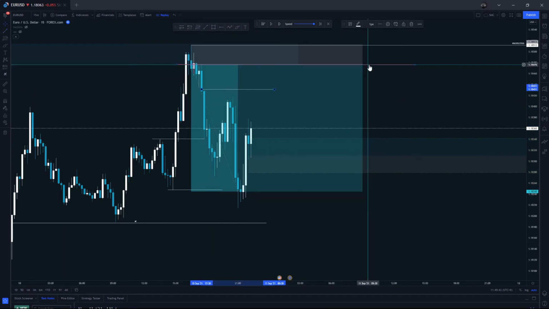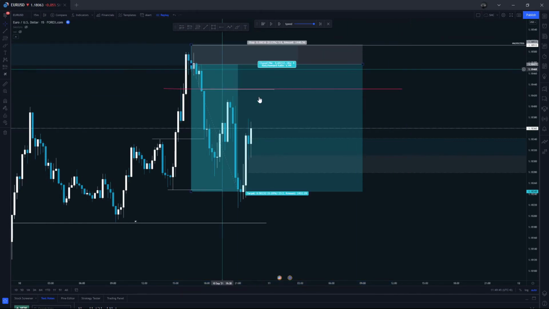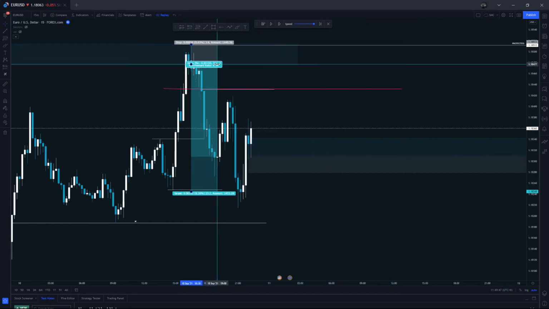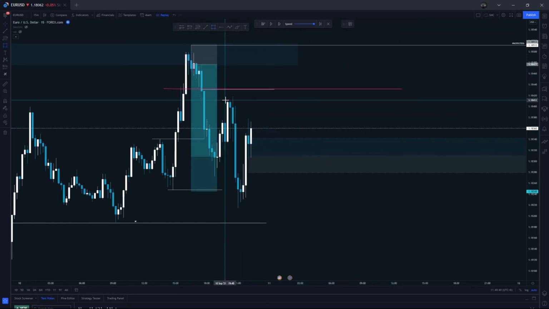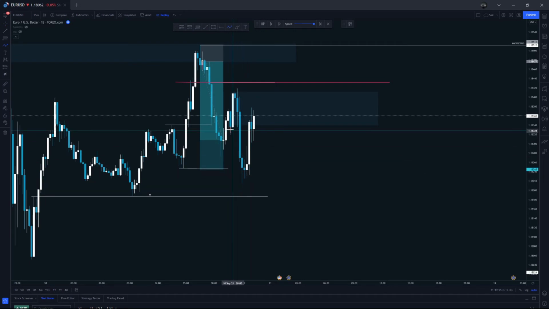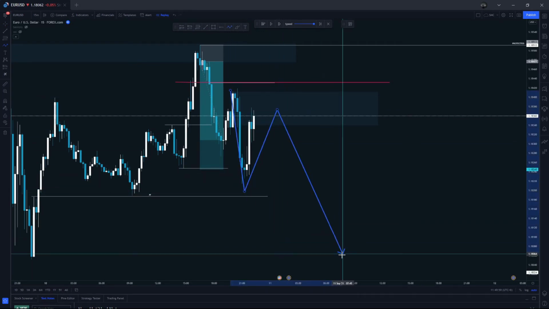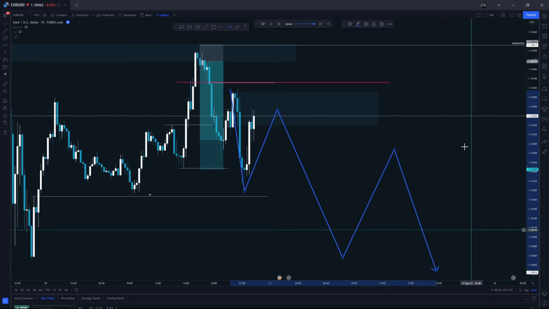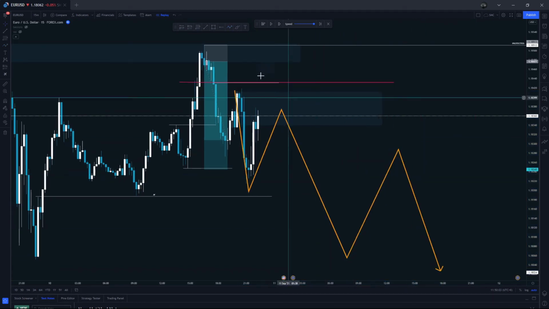At this point, I hope you can see, I'll just mark it like this. Why would I move it like that? Because there's an OB here. So what I'm expecting, let me just erase this, is price went lower, then bounces at the OB and continues lower. That's my expectation. That's why I put my stop loss above here.